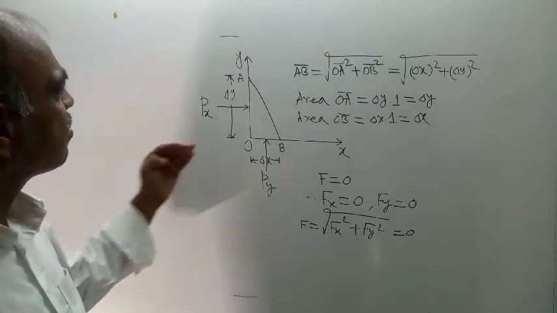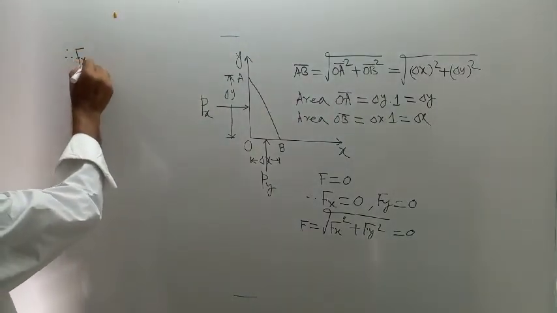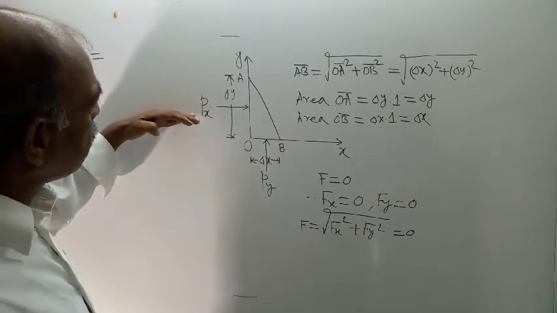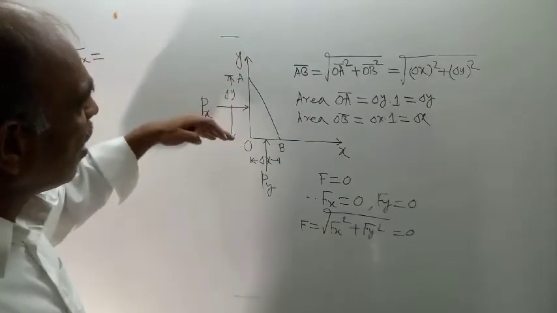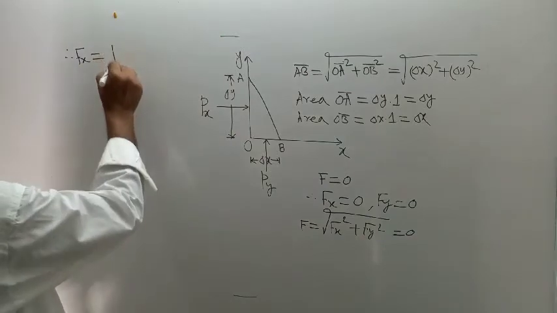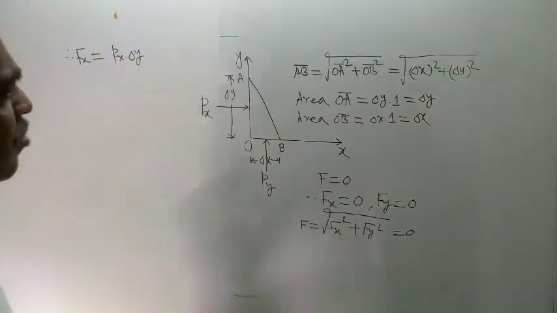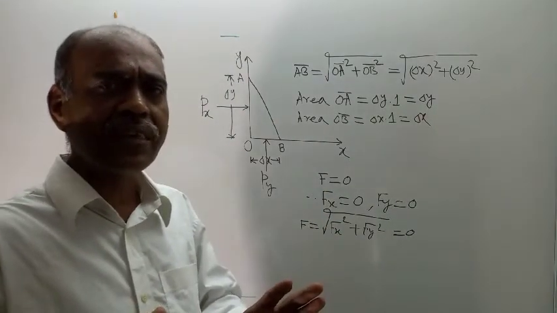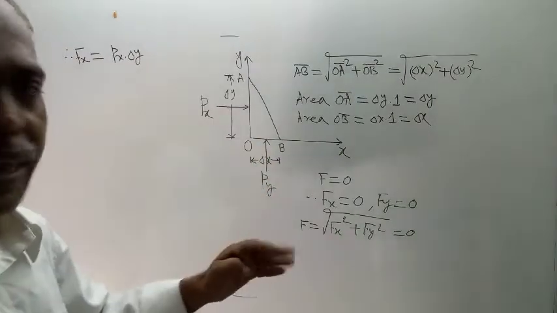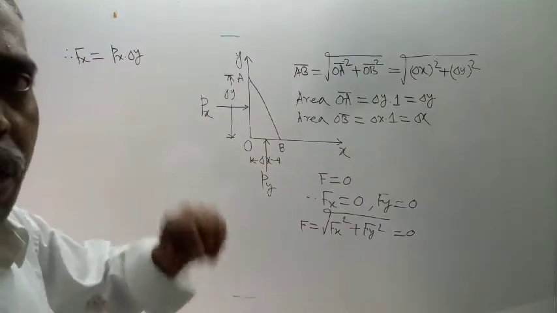Now we have to calculate what is Fx. Therefore Fx is equal to Px multiplied by this area. This area is delta y, so Px multiplied by delta y. This is the force along x direction. Is there any other force in the direction of x? No, because this force is perpendicular to the x direction, so there will be no component of force in the x direction.